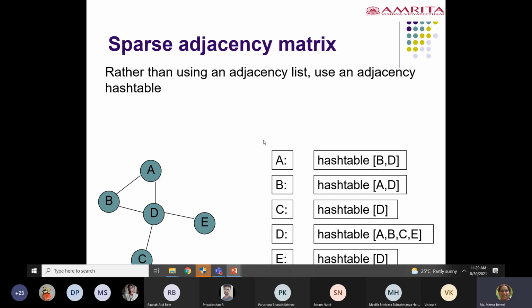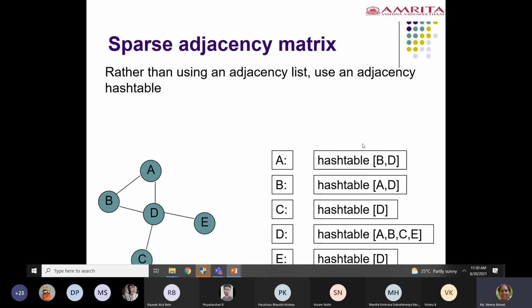So we have a node A. Now node A may be connected with many nodes. Those nodes we are going to keep in a hash table. It's not a matrix, it's a hash table. So in this example, corresponding to A, I don't have an adjacency list, but I have an adjacency hash table. Adjacency means corresponding to A, whatever is adjacent to A. For that, I have made a hash table of B and D. For B, a hash table of A and D. For C, a hash table of D. For D, a hash table made up of A, B, E, and C. For E, a hash table made up of D.